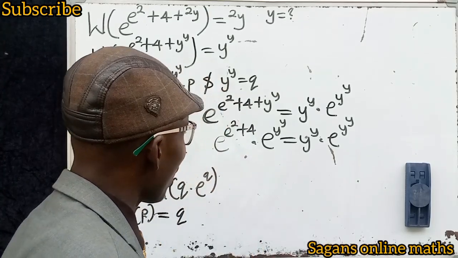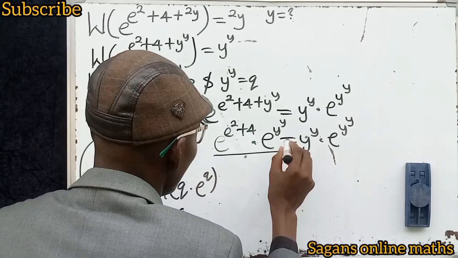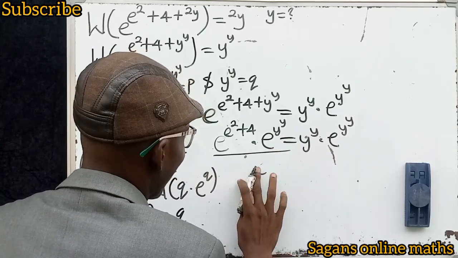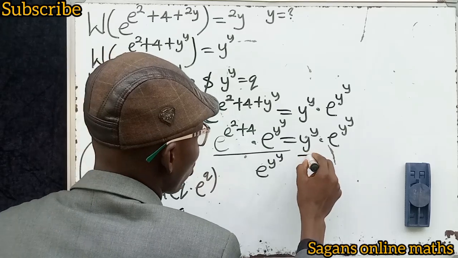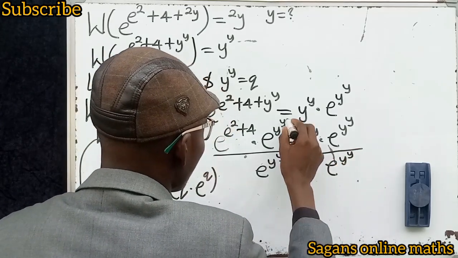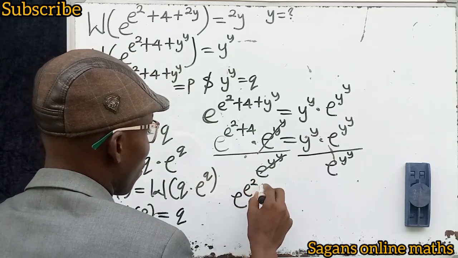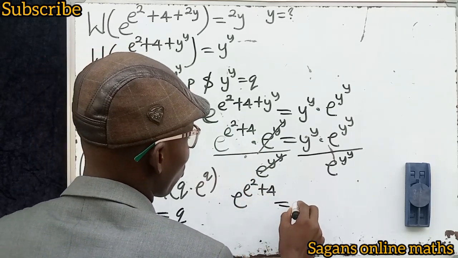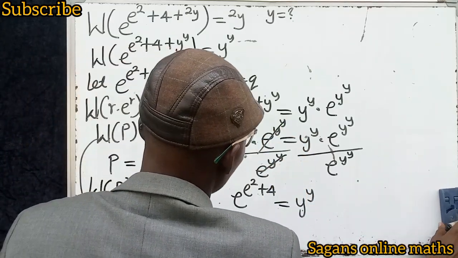Now, our second step, what we are going to do next is to divide both sides by e to the power of y, because it's common. Also divided by e to the power of y. Now we can also add this. We are left with e to the power of e squared plus 4 equals y to the power of y. Now what are we going to do here?